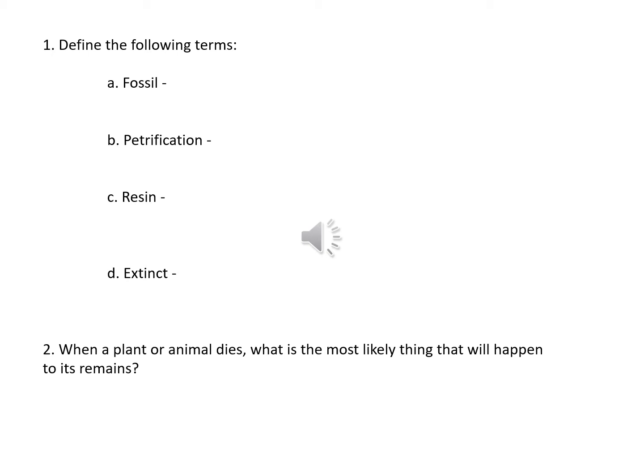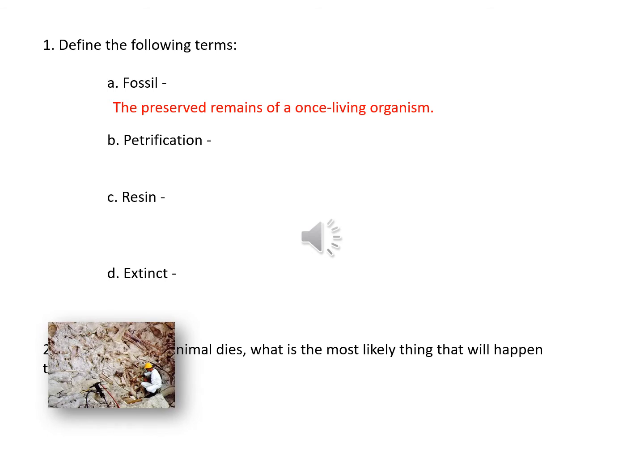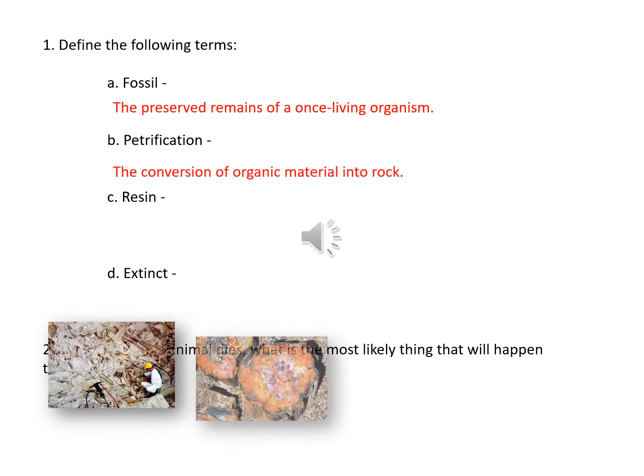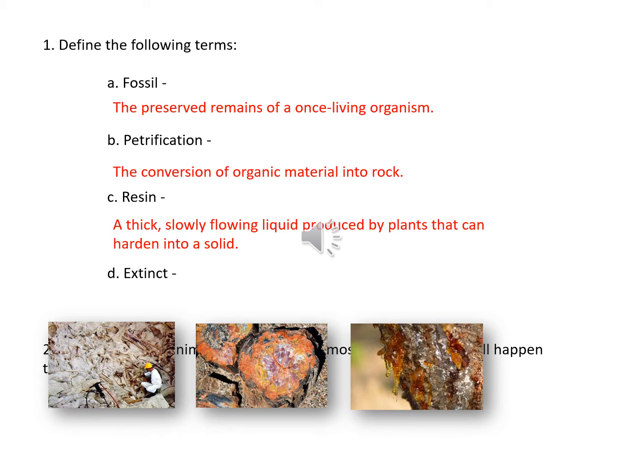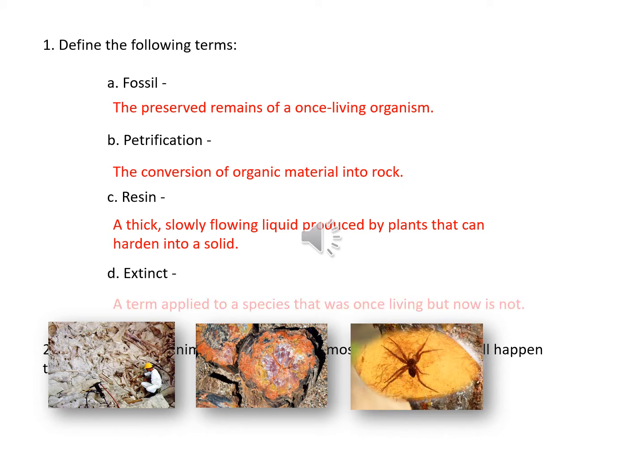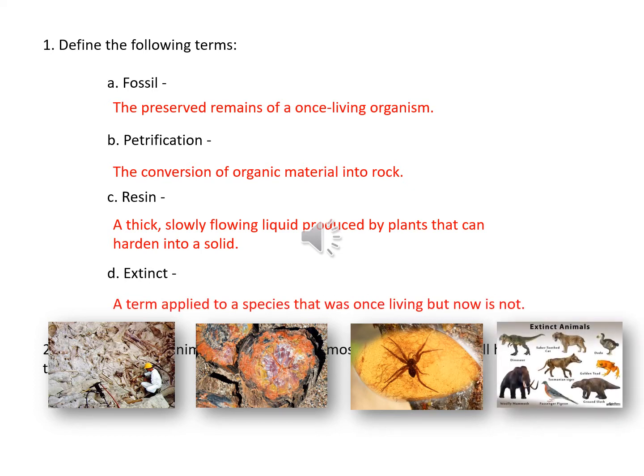Fossil. A fossil is the preserved remains of a once living organism. Petrification. Petrification is the conversion of organic material into rock. Resin. Resin is a thick, slowly flowing liquid produced by plants that can harden into a solid. Extinction. Extinction is a term applied to a species that was once living but now is not.